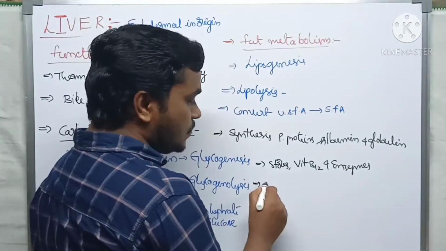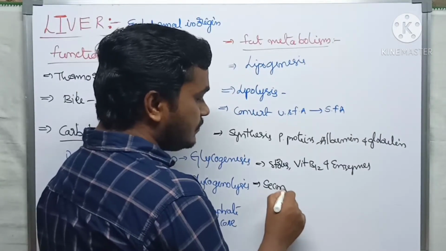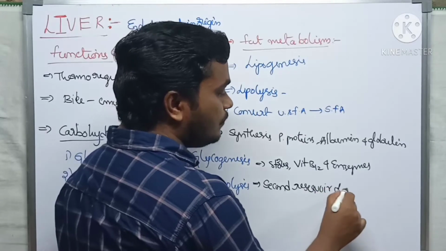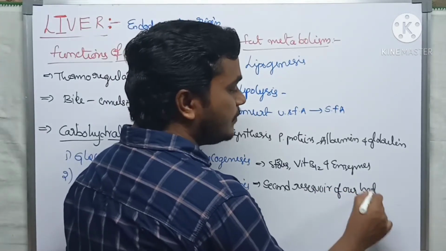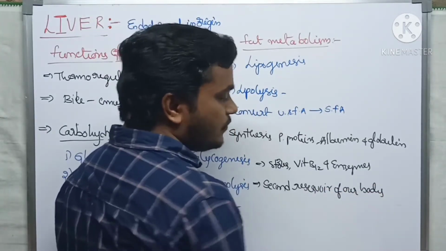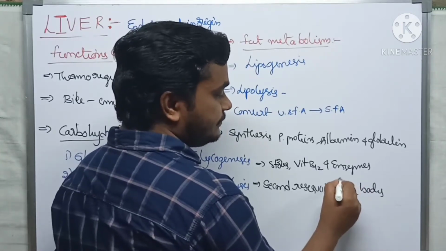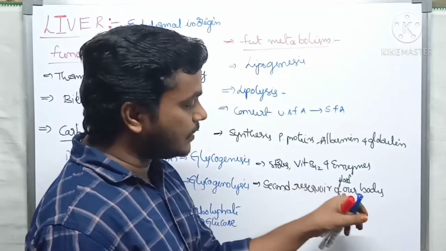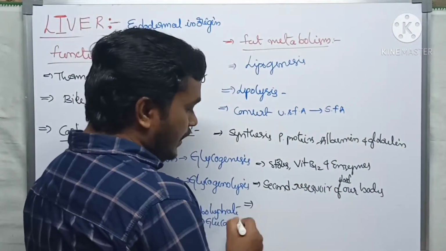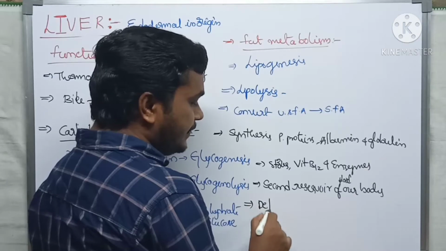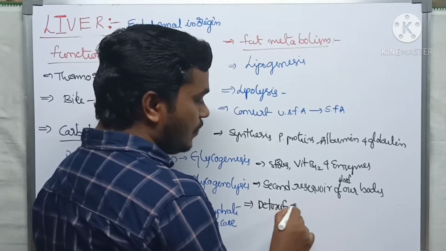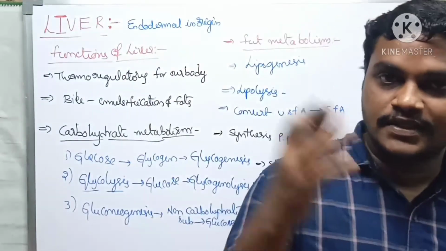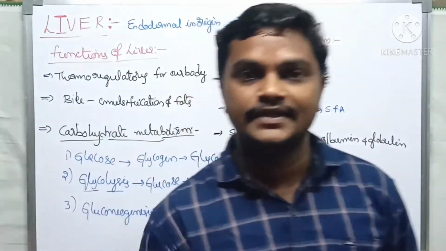So it is also called the second reservoir of blood for our body. Remember this one. Then it participates in detoxification. Suppose there are any toxic materials, those toxins are detoxified by the liver.